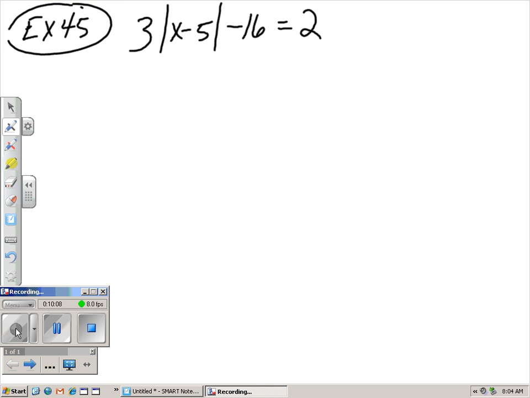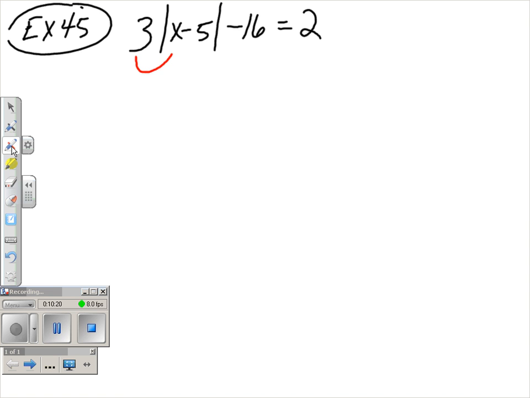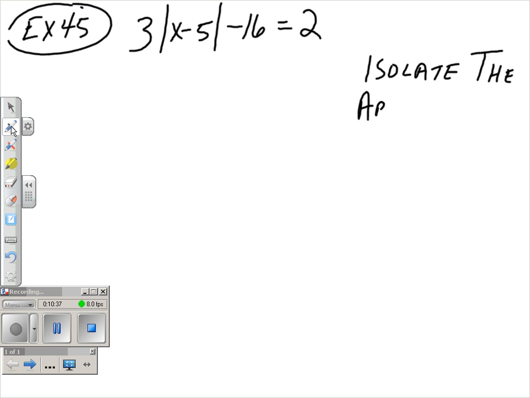All right, here's an equation for example number 45. I'll show you how to do your homework problem number 45. Absolute value brackets are a little tricky because normally we would treat them like parentheses and we would try to multiply this 3 times everything in the brackets, but unfortunately brackets don't work that way. We have to try a different strategy, and our strategy is to isolate the absolute value brackets.